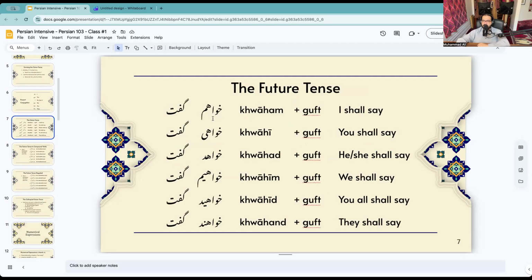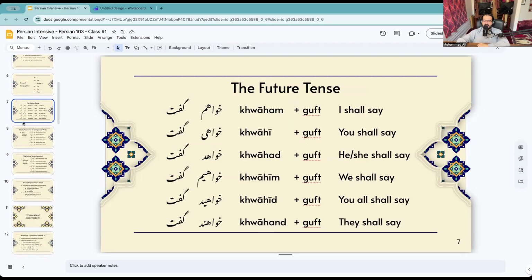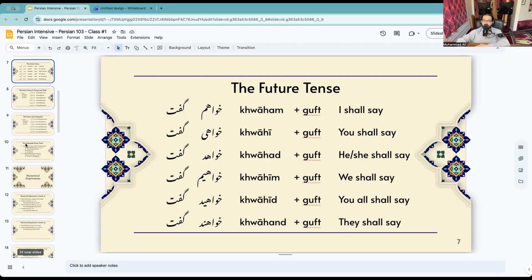And this is what it looks like. Khaham, khahi, khahad, khahim, khahid, khahand. And then you add the third person past tense conjugation of the verb, which is just its past stem as well, just universally. Copy, paste, copy, paste. And this applies for all verbs. So you could literally find any verb in the dictionary, and this formula, all you do is remove the noon and just paste this in.